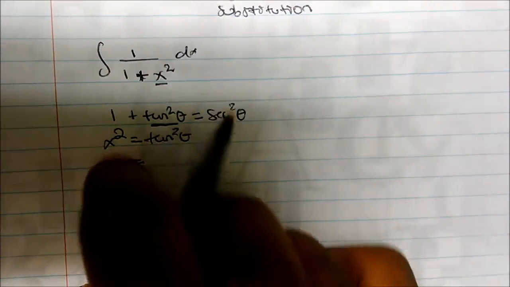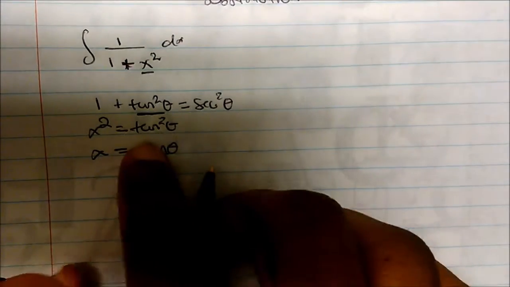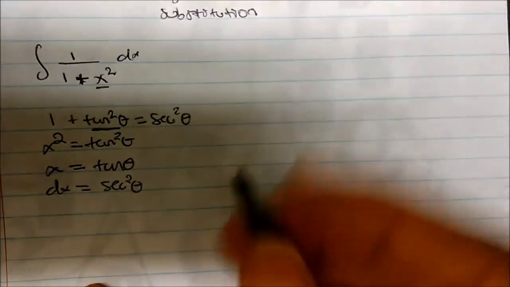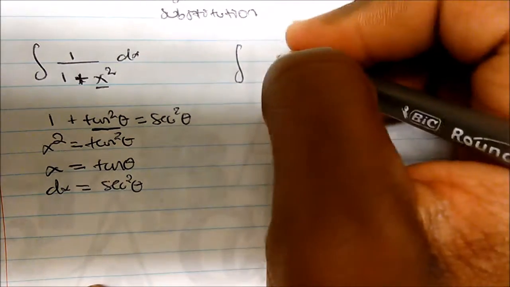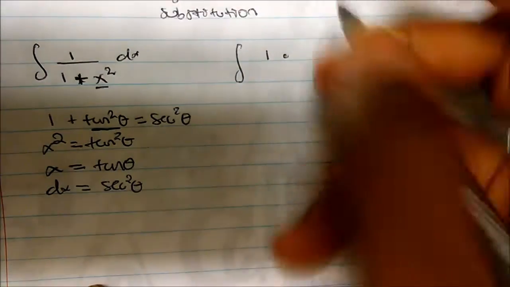Okay, if I take the square root on both sides, then I get x is equal to tangent of theta. So this is what I'll substitute. Now I have x, I need to find what dx is. And so if I take the derivative, the derivative of tangent of theta is secant squared of theta. And so now that I have everything, I could set dx to be secant squared of theta.